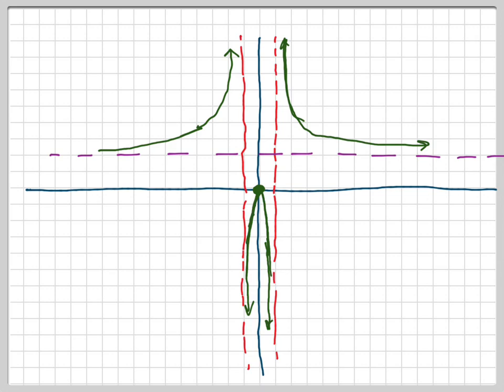F changes from positive to negative at x = 0. Therefore, f has a local maximum at 0. If you weren't sure about that, look right here. This is your local maximum, and it happens at 0, 0. That's cool.